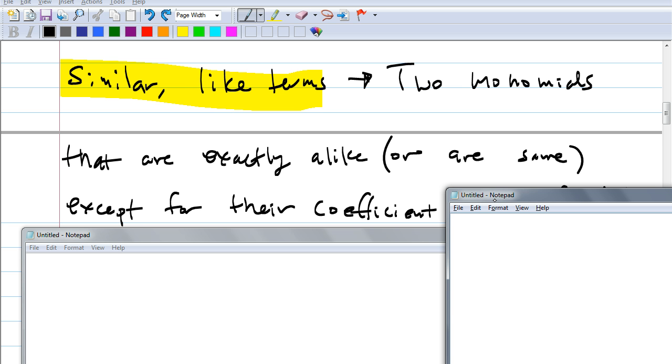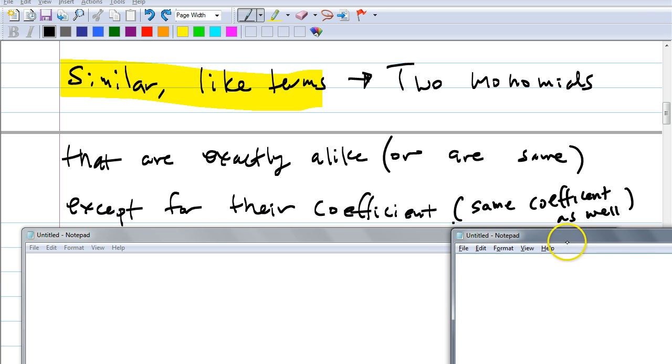Well, does that mean that they have to have a different coefficient? No, it doesn't matter really. What you're saying is the coefficient could be the same or different, doesn't matter, right? What matters is everything other than the coefficient must look exactly alike. Does that make sense? Yeah.